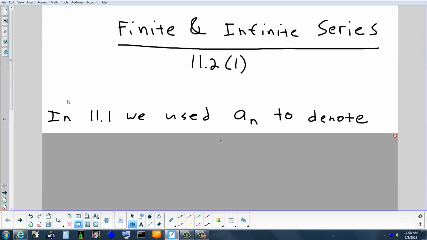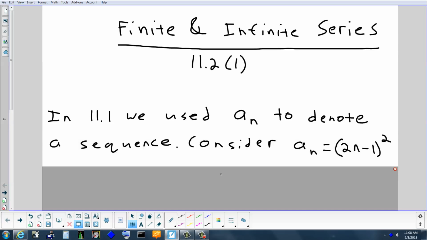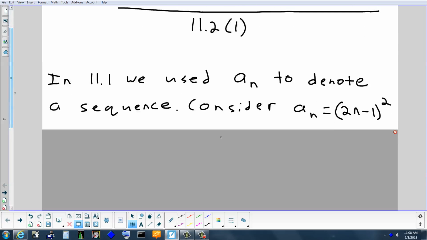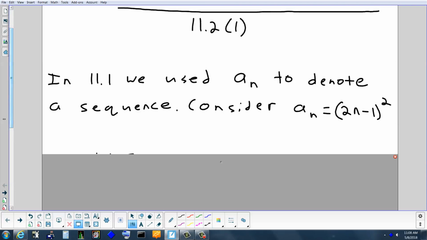So in the last section, we used this notation, a sub n, to represent a sequence. A sequence is always, at least in our book, named with a lowercase letter. So I'm going to talk a little bit about sequence a. I'm going to show you something using this sequence formula: a sub n is (2n minus 1) squared. That means if you want the first term, plug in 1 for n. If you want the second term, plug in 2. Third term, 3, and so on.